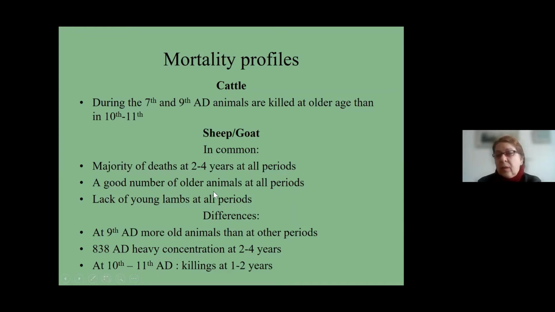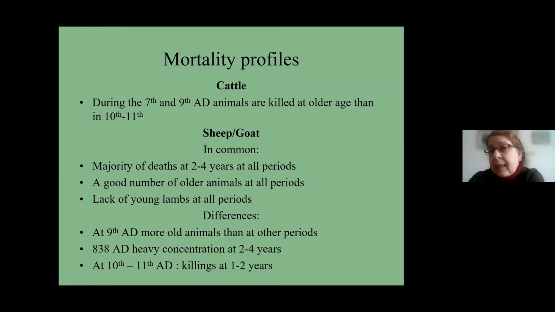We have a good number of older animals for all the periods. That is an indication for the use of secondary products like milk and wool. But we have got a complete lack of young lambs, young animals in all periods, which is a requirement according to Payne. When we have a milk-targeted economy, we are expecting to have many young lambs. The people purposefully kill them in order to save the milk of their mother for their own use.